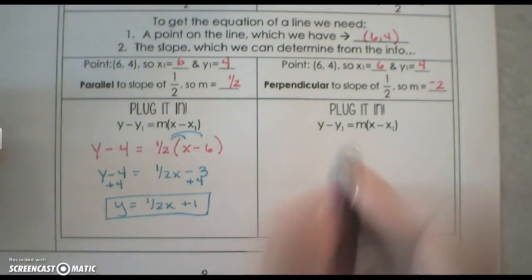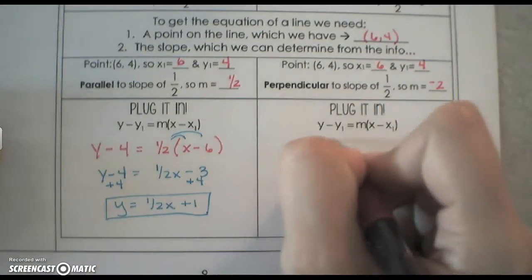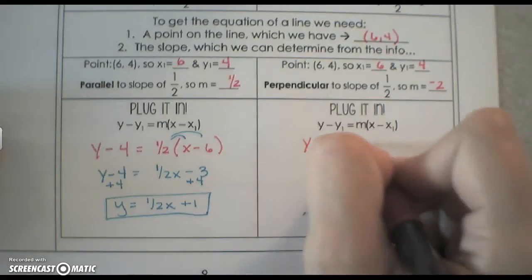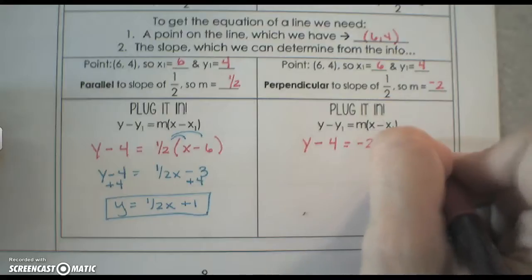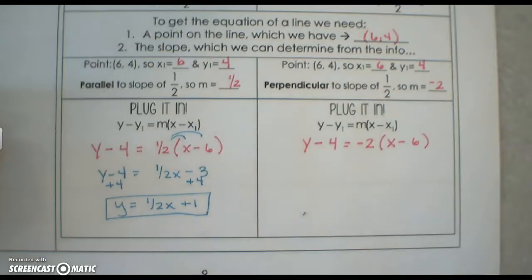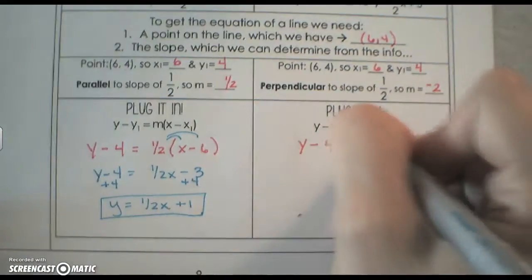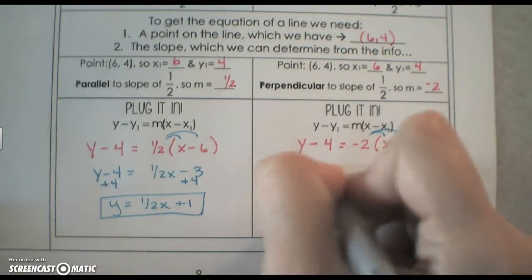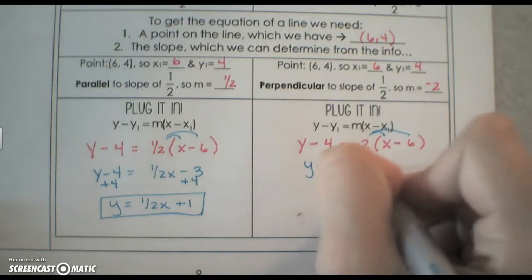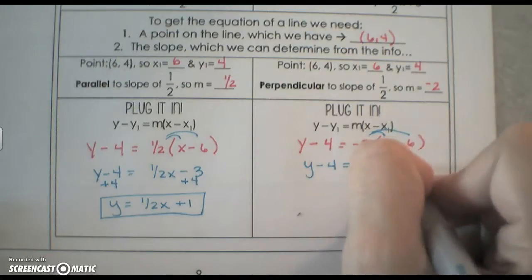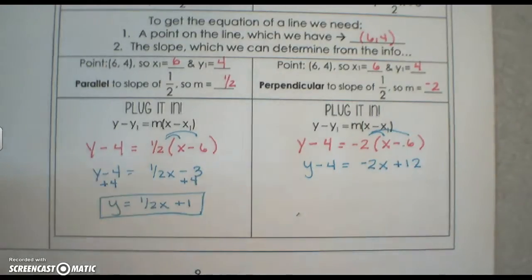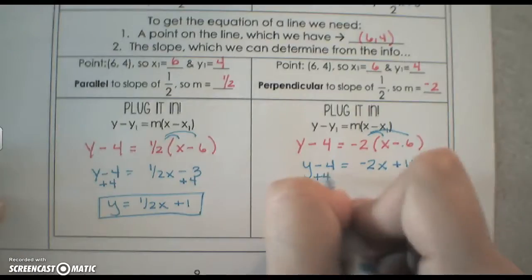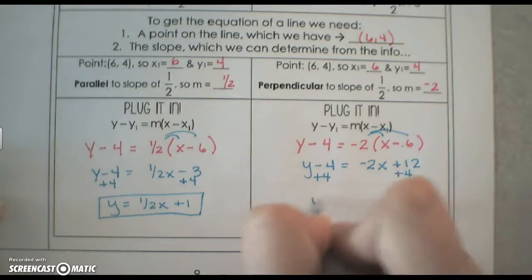Let's go ahead and fill it in. Y minus y1 equals m, negative 2, x minus x1. All right, what do we do now? You got it. Distribute. So y minus 4 equals negative 2x. What's a negative times a negative? Positive. Make sure to distribute to both terms. And last step, get that 4 to the other side.